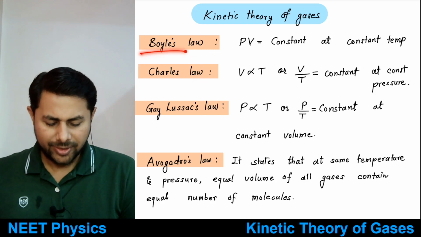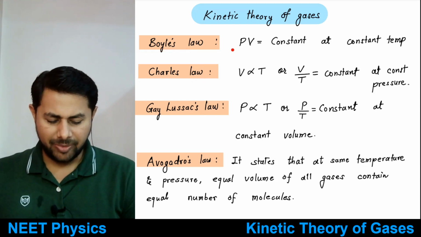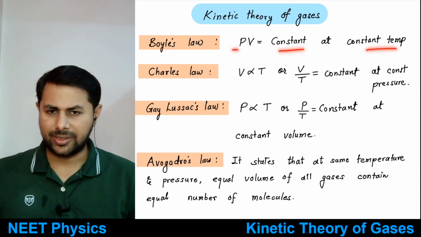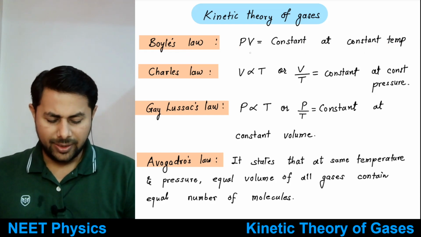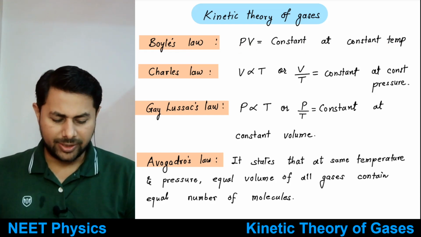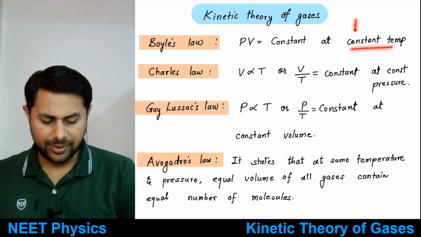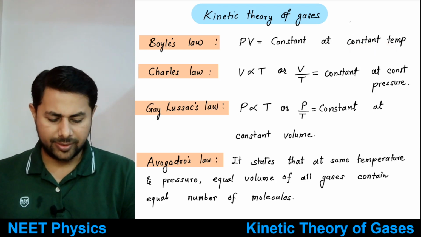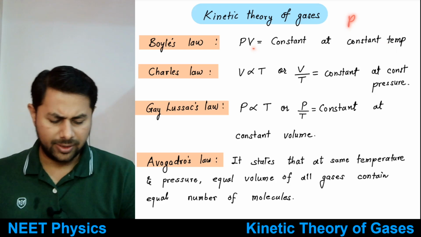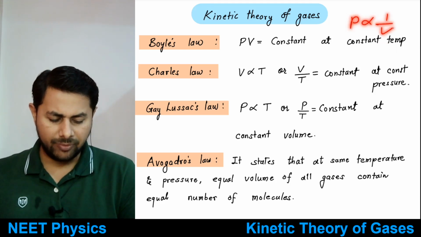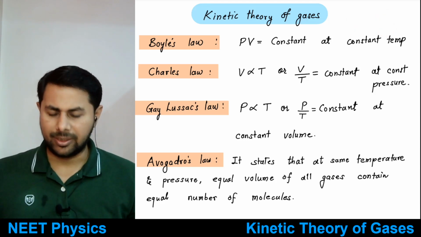So we know Boyle's law. Boyle's law says that PV equals a constant at constant temperature. That means if you take V on the other side, or P on the other side, then what do you get? Pressure and volume are inversely proportional to each other at constant temperature.